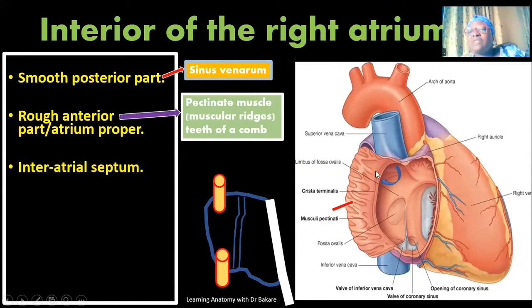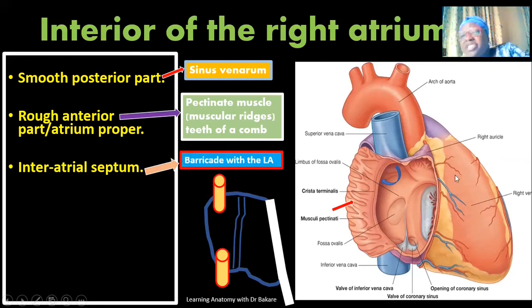So this is also referred to as the right atrium proper, because this is where the bulk of the action of the right atrium is exhibited, because of the muscular presentation. Then we have the interatrial septum. From the name, the interatrial septum is the barricade created between the right and the left atria. If you drive into this space, the next chamber you'll see is the left atrium. So the interatrial septum separates the right atrium from the left atrium. These are the three sub-regions of the right atrium.